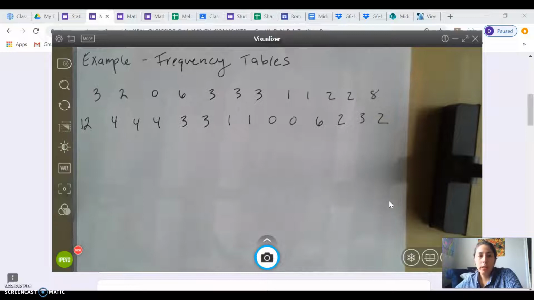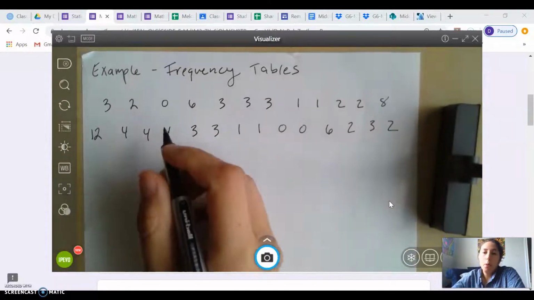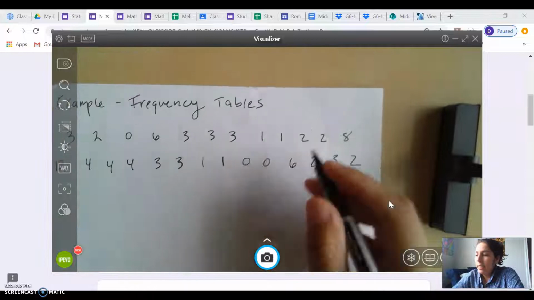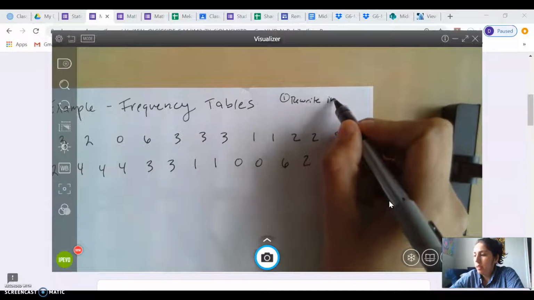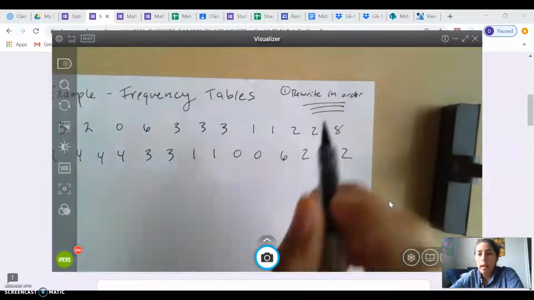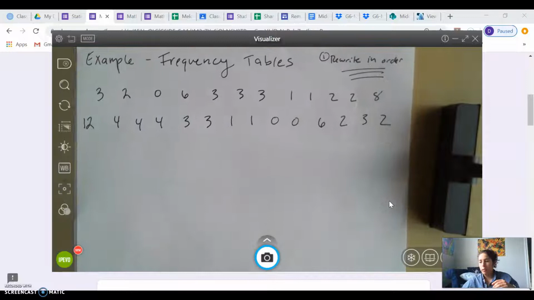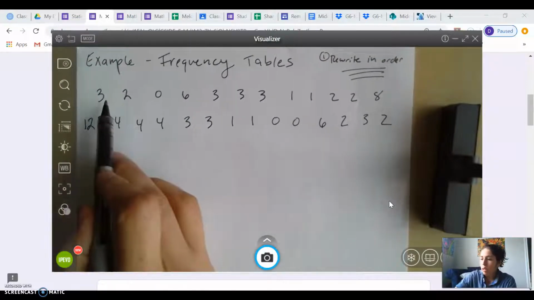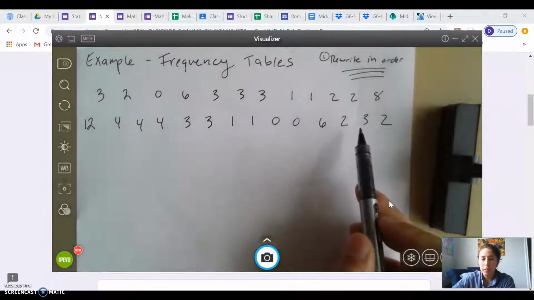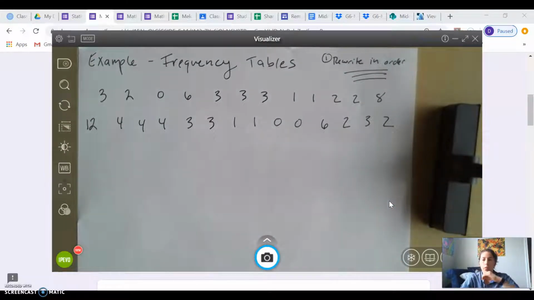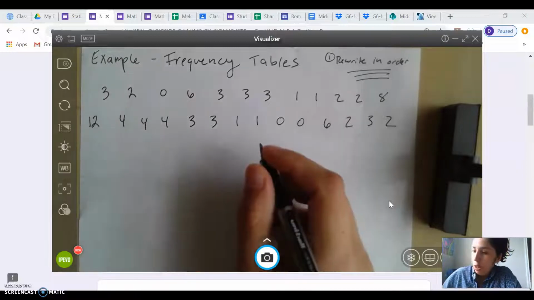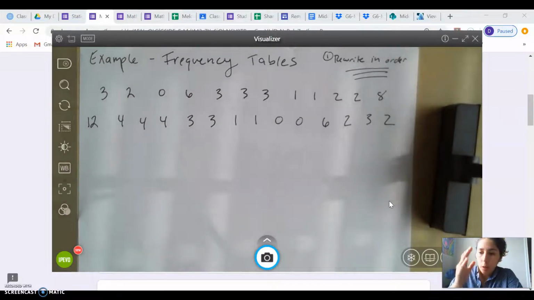The first thing we want to do is, number one, rewrite these numbers in order. And this is going to be one of the most important steps when dealing with statistics. To do that, you write out your list of numbers. If you haven't done that yet, pause the video and copy down these numbers from our example. Now that you have these numbers, we're going to rewrite these in order. I'm going to start from smallest to biggest, always small to big.